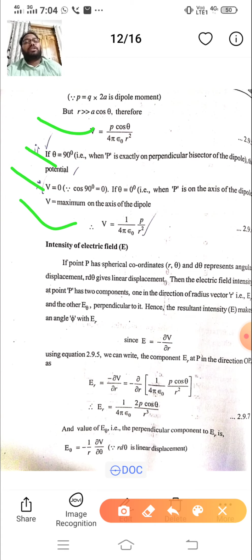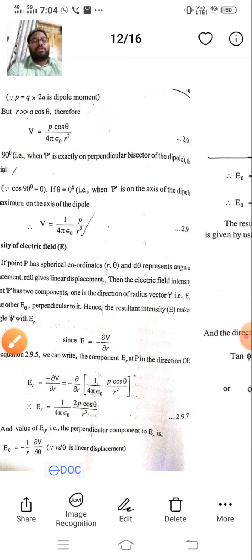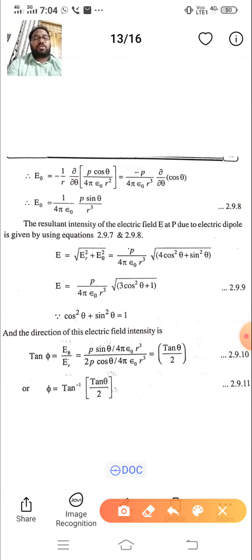Perpendicular direction, there is no electric potential. Parallel direction, there is a maximum of electric potential. Hence, intensity of electric field can be written as E equals P by 4 pi epsilon into R cube. Why? Because E is a scalar vector product.